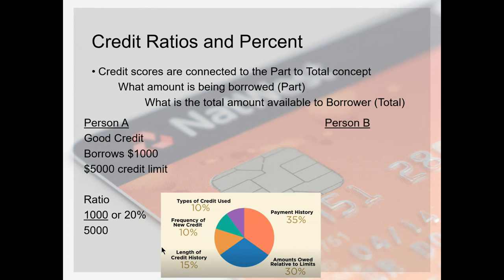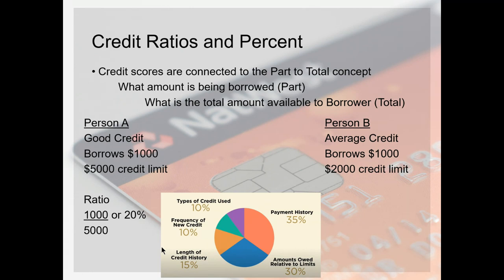In comparison, if we look at person B, let's say they have average credit. They borrow $1,000, the same amount, but this person only has $2,000 available on that credit card.